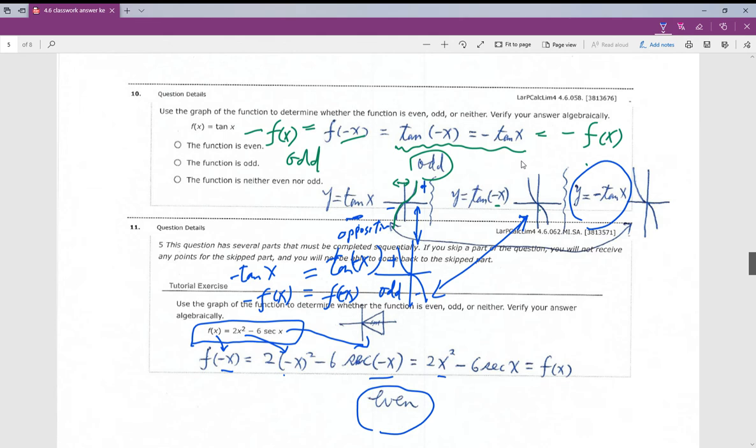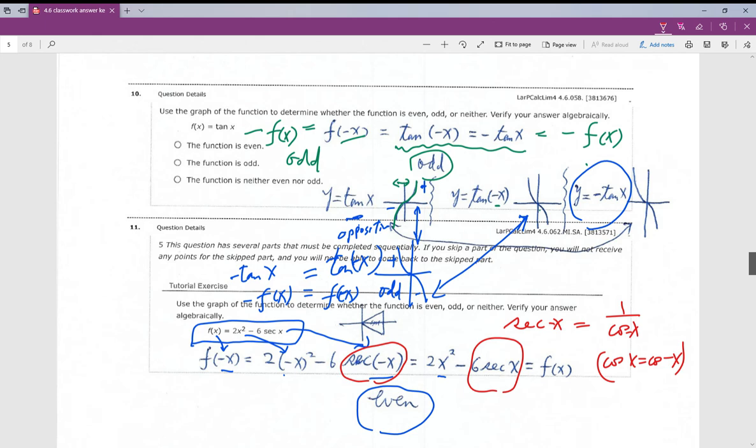And then negative x. Now, how do you know secant negative x will equal secant positive x? How do you know that? Okay, keep in mind secant x is the reciprocal of cosine x. So if cosine x equals cosine negative x, then they will be the same thing, right? They are the same sign.